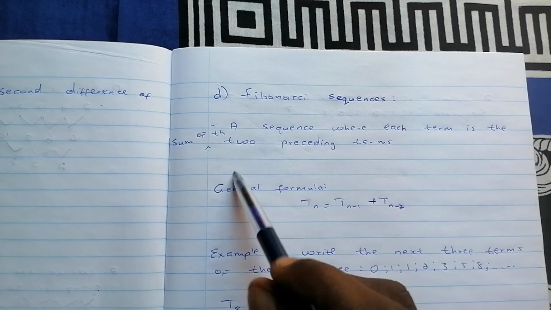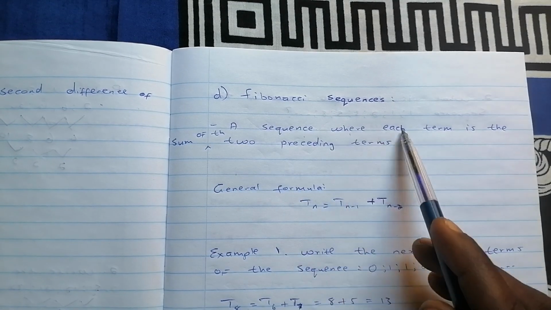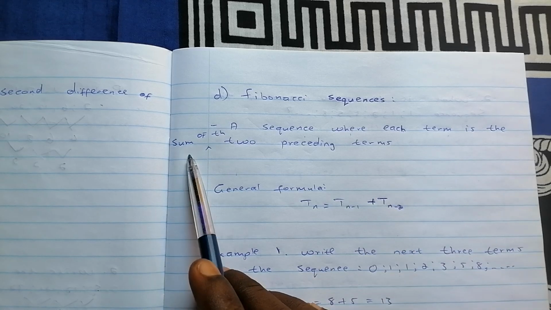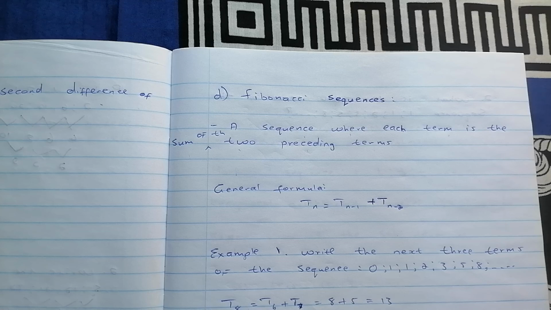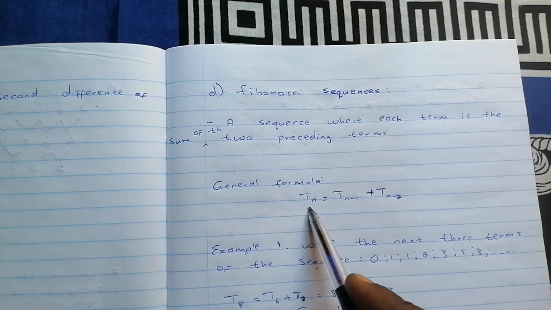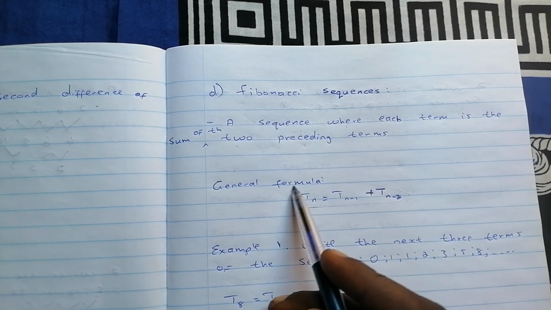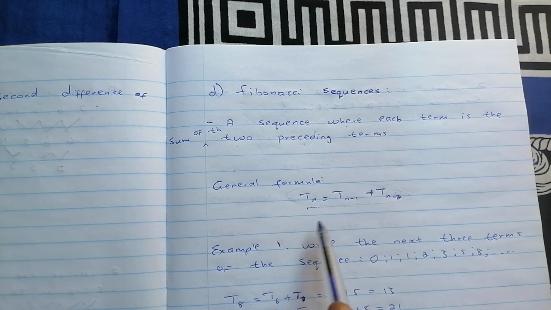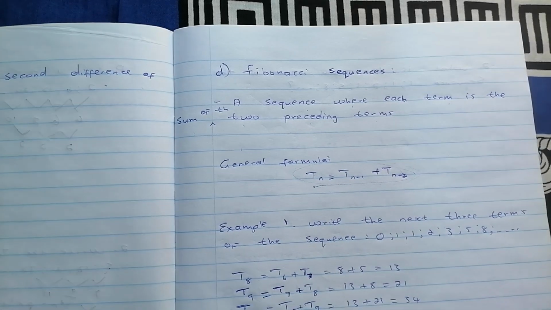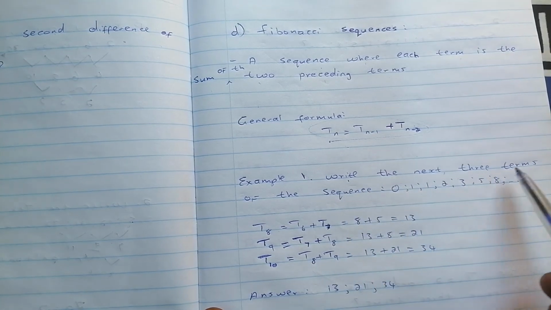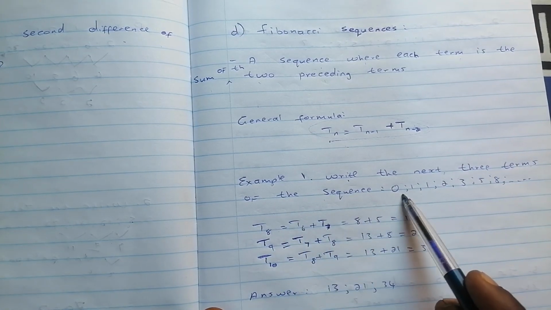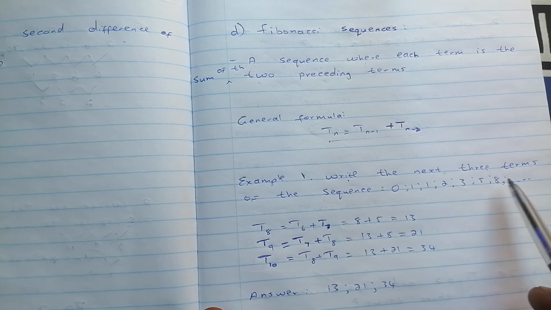So a Fibonacci sequence is a sequence where each term is the sum of the 2 preceding terms. Okay, so this is the general formula of a Fibonacci sequence. Okay, let's look at an example. It says write the next 3 terms of the sequence 0, 1, 1, 2, 3, 5, 8.